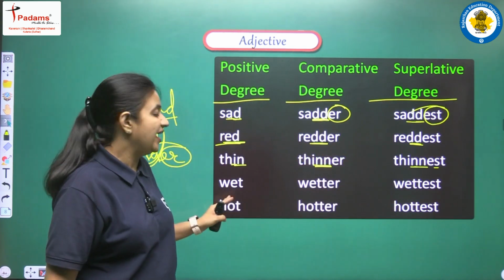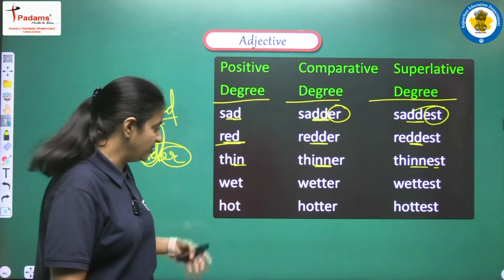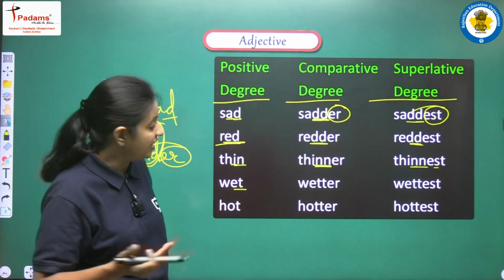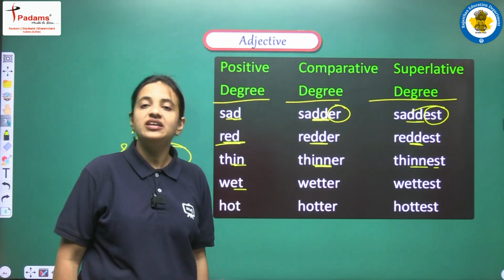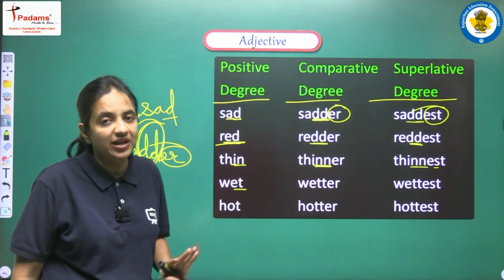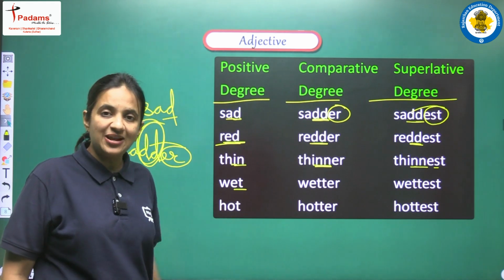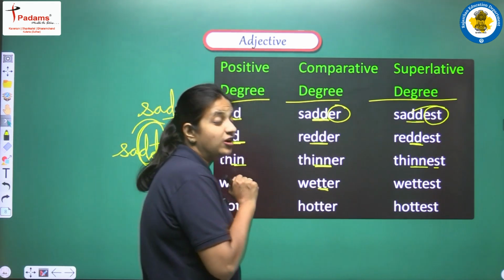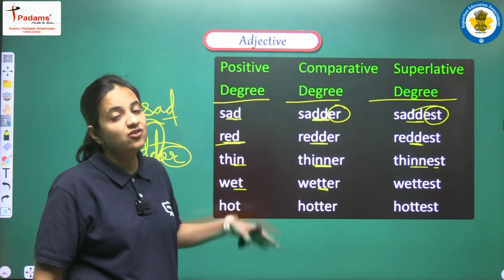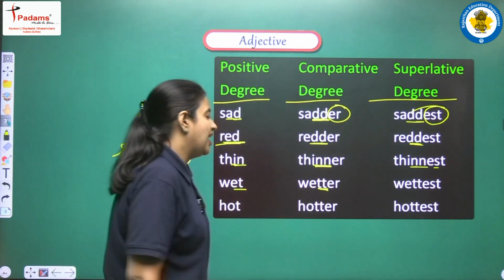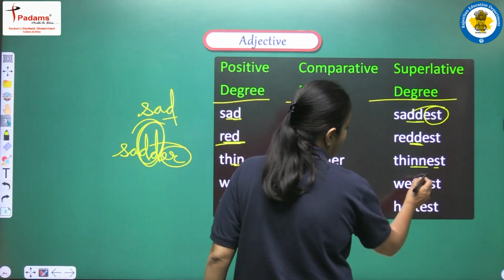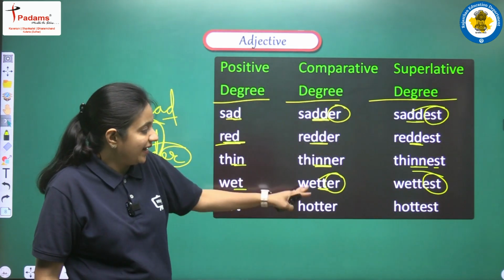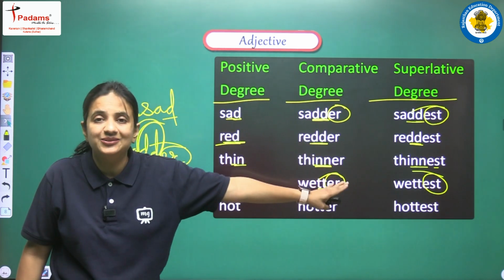Next is wet. Wet, we all know it's a positive degree word. Again we are having T, that is one of the consonants. Before T we are having E, that is one of the vowels. Again both the conditions are applicable, so we have to do the same thing. We are first of all doubling the consonant, that is T, and after that we are adding ER and EST. So it will be wet, wetter and wettest.